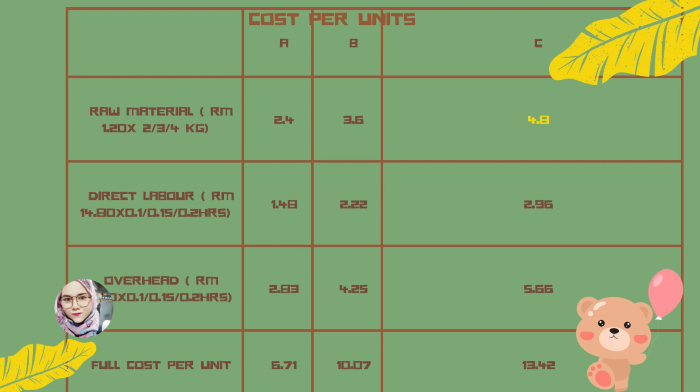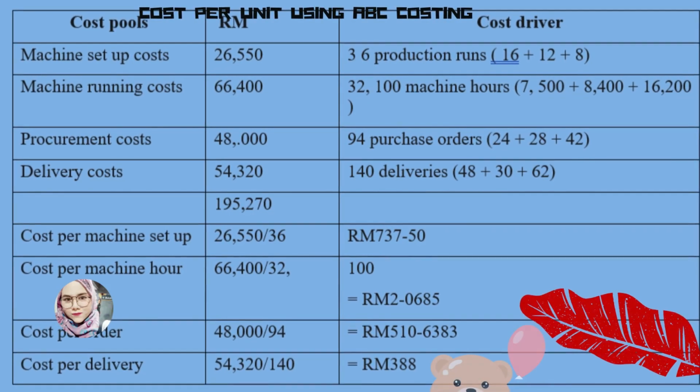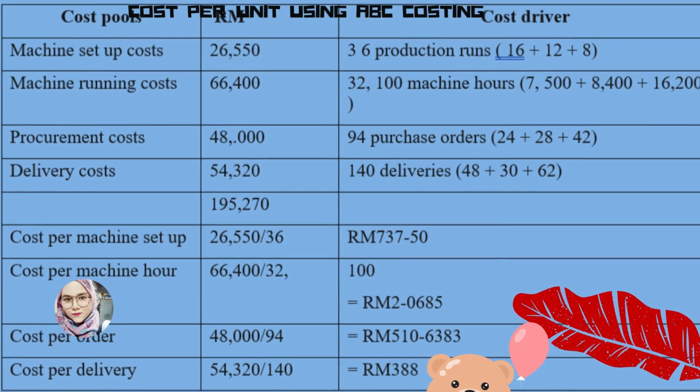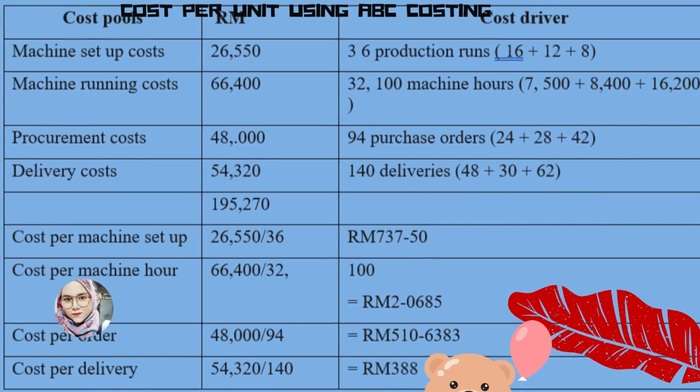So, the full cost per unit for product A, we got 6.71. For product B, we got 10.07. And for product C, we got 30.42. Question 2B. Cost per unit using ABC costing.